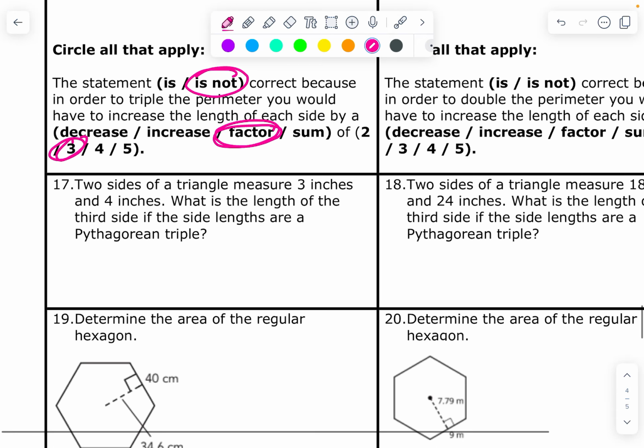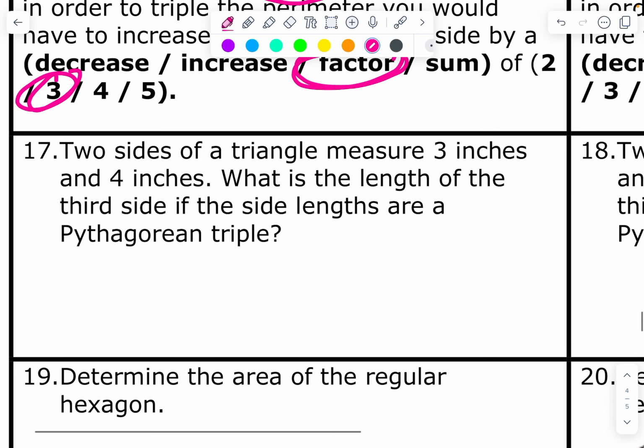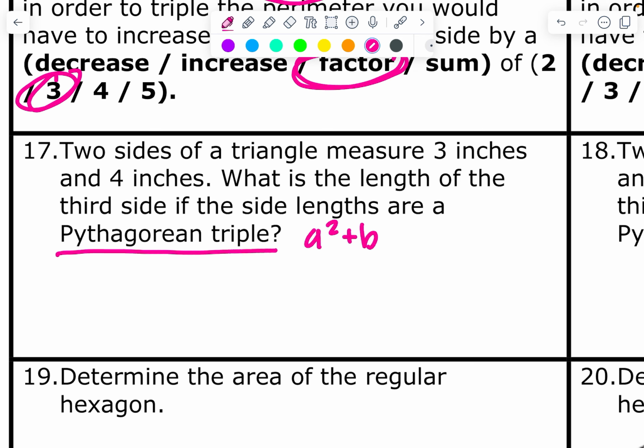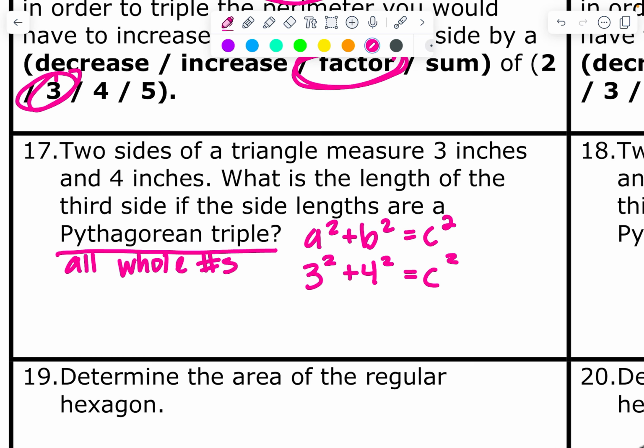Number 17, two sides of a triangle measure 3 inches and 4 inches. What is the length of the third side if the sides are a Pythagorean triple? Pythagorean theorem: a squared plus b squared equals c squared. Two sides of the triangle measure 3 and 4, and let's figure out what this one needs to be. When it says Pythagorean triple, we mean that they have to be all whole numbers. So no decimals allowed.